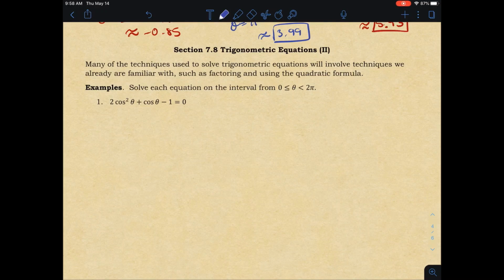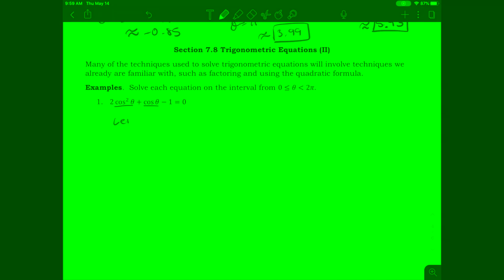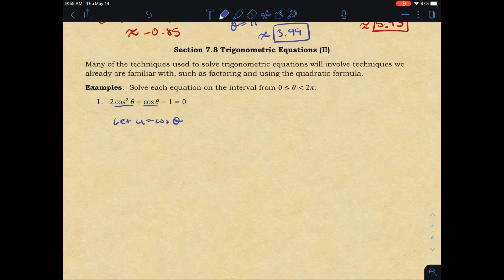So looking at our very first example here, we have 2 cosine squared of theta plus cosine of theta minus 1 equals 0. And what you should notice is this is an equation in quadratic form. Because this is cosine squared, this is cosine of theta, right? And so using that structure, I can let u equal cosine theta. This is something we did a while ago. And I can rewrite this trig equation as 2u squared plus u minus 1 equals 0. And if you notice, what I end up with is a quadratic equation.